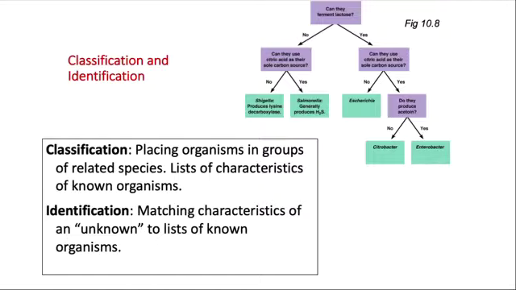Then there's identification, where you match the characteristics of an unknown organism to a list of known organisms, with the goal that the unknown organism is one that we already know, and that based on the results we get from the test, we can actually identify which organism it is that we are looking at. Okay.